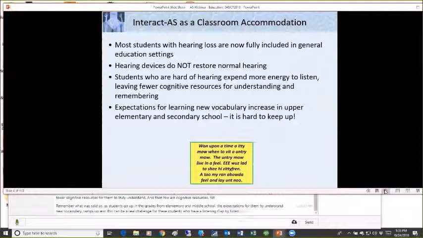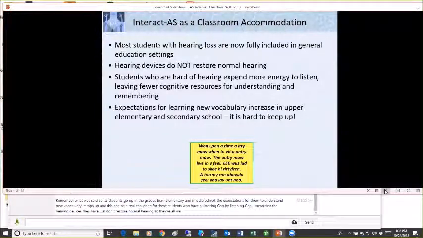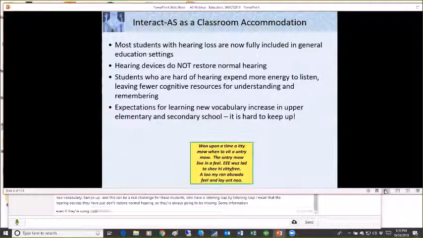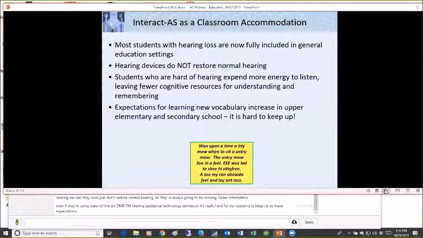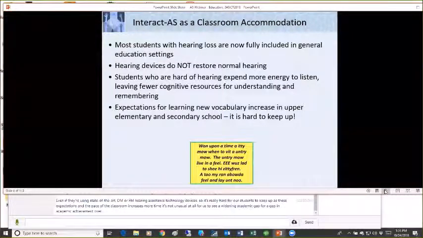By listening gap, I mean that the hearing devices they have just don't restore normal hearing. So they're always going to be missing some information, even if they're using state-of-the-art DM or FM hearing assistance technology devices. So it's really hard for our students to keep up as these expectations and the pace of the classroom increases over time. It's not unusual at all for us to see a widening academic gap, or a gap in academic achievement, over time because of this listening gap.